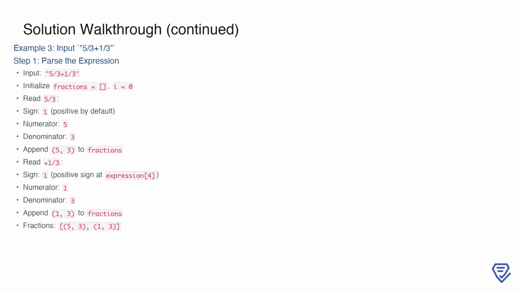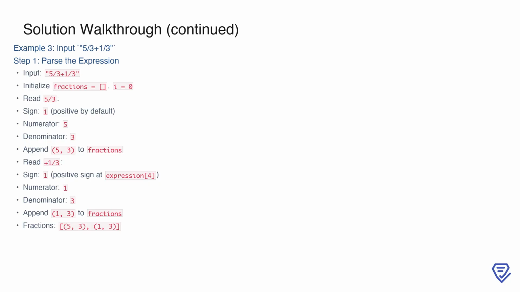Given the input 5/3 plus 1/3, we first parse the expression into fractions. We initialize fractions as an empty list and start at index i equals 0. The first fraction, 5/3, is positive by default since no sign is present. The numerator is 5, and the denominator is 3, forming (5, 3), which we append to fractions.